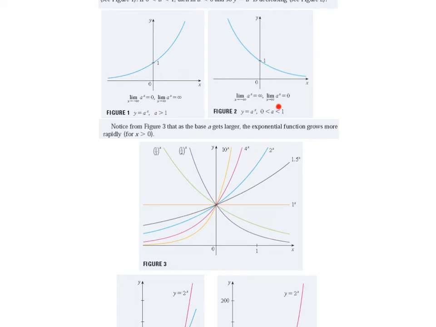If that number is between 0 and 1, if the base of the exponential function is a proper fraction, like 1/2 to the x or 1/4 to the x here, then it's a decreasing curve and the values are getting smaller. All right, that's one of the key characteristics and features that we need to keep in mind.